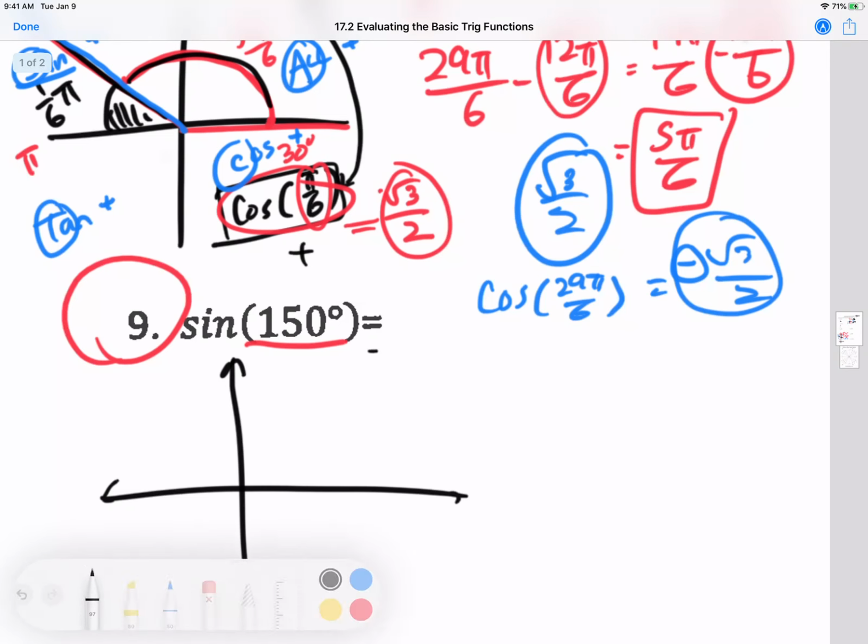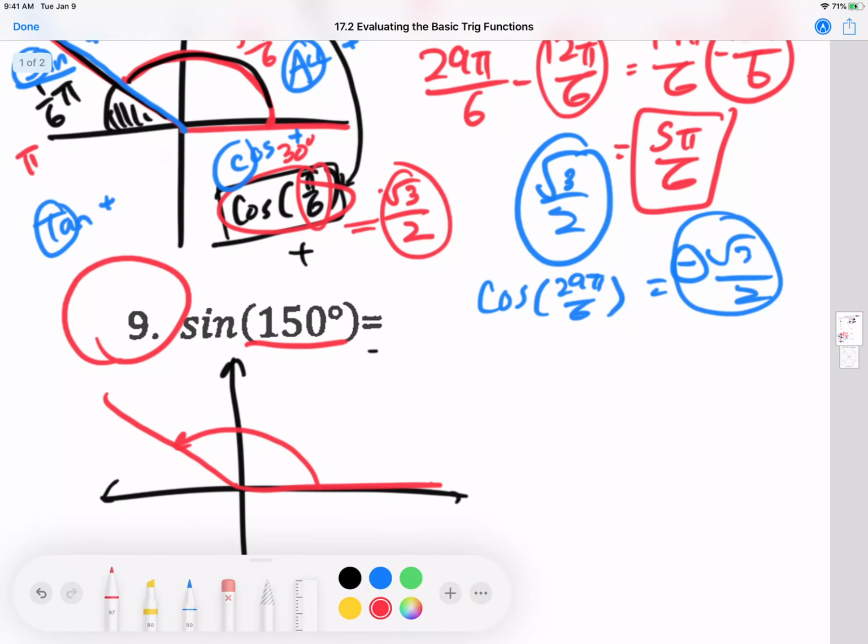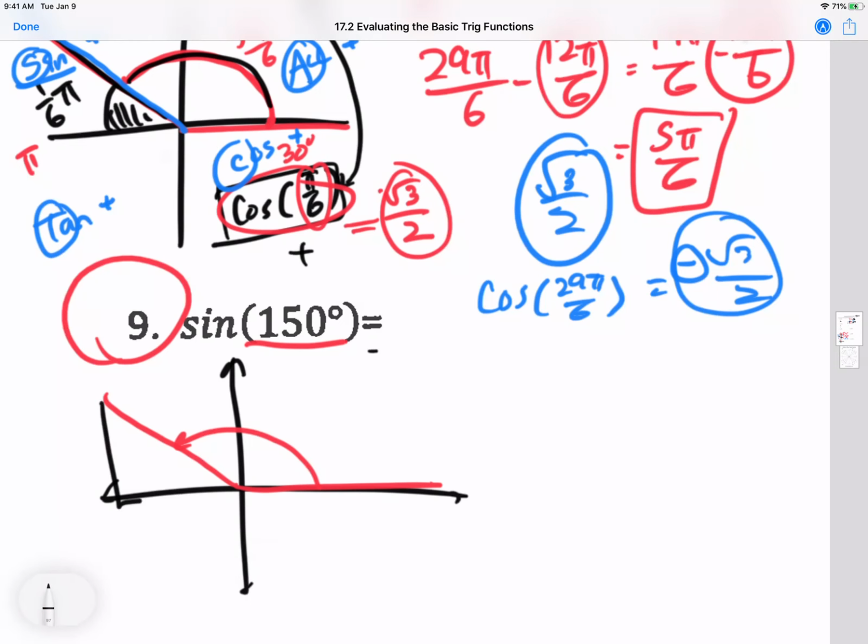For sine of 150, 150 degrees should start from the 3 o'clock position and ending up at the second quadrant position. What's going to be my angle, the triangle that I'm going to draw? This one, it will be 30 degrees. Or you can take a look at the table and go, okay, sine of 150 is the same value as sine of 30, which is 1/2.